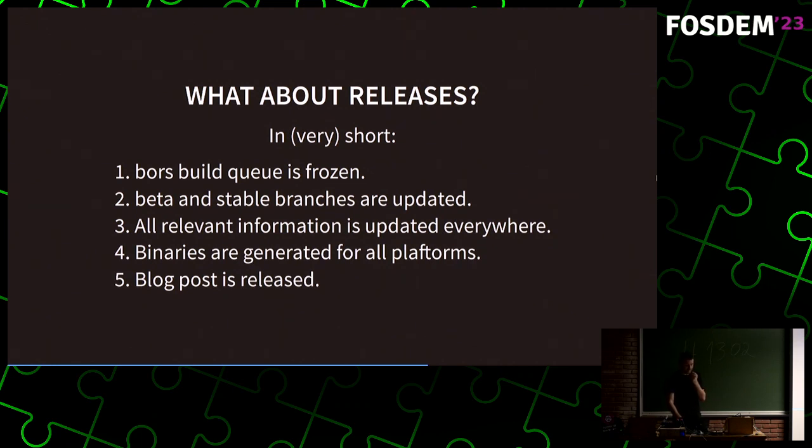So back to the third point. All relevant information is updated everywhere, and by that I mean the website, the documentation, the book, I think too. Pretty much everything. We generate the binaries, so that's what I mentioned. Those are the things that need to be working for at least tier one platforms. And of course, we make a blog post.